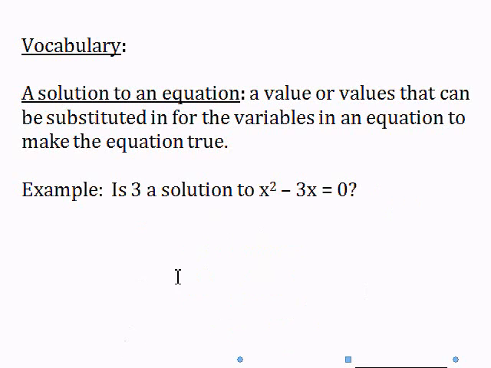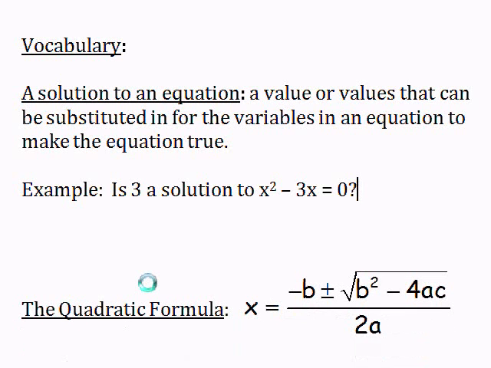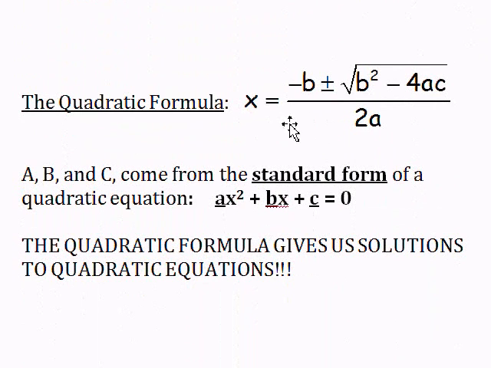We're also going to take a look at what the quadratic formula actually is. The quadratic formula is this big long thing right here. x is equal to the opposite sign of b plus or minus the square root of b squared minus 4ac, all over, the entire thing is over 2 times a. a, b, and c come from the standard form of the quadratic equation, ax squared plus bx plus c equals 0.